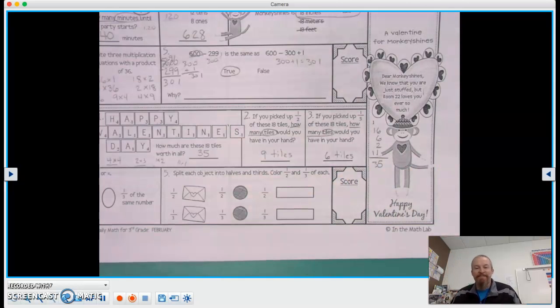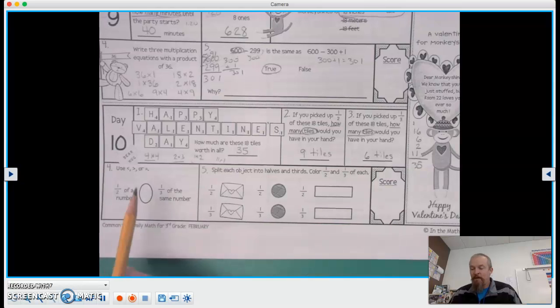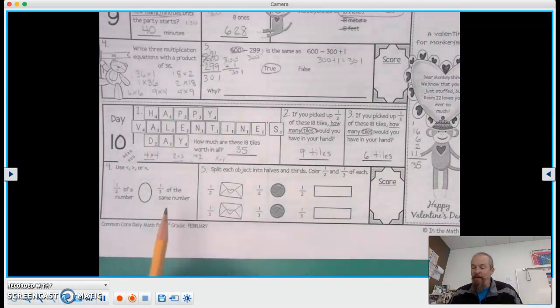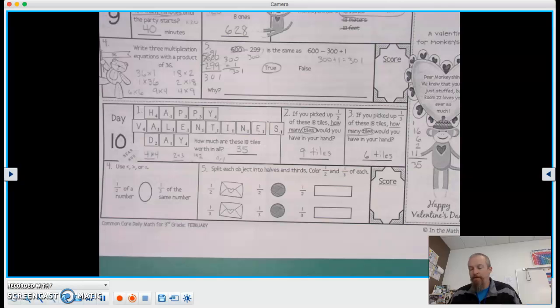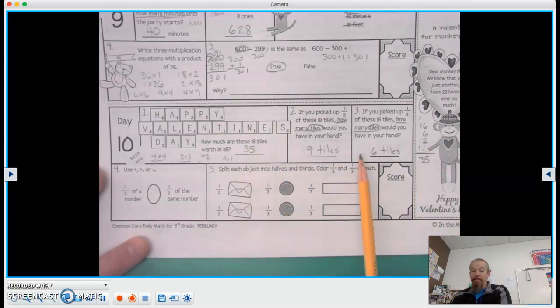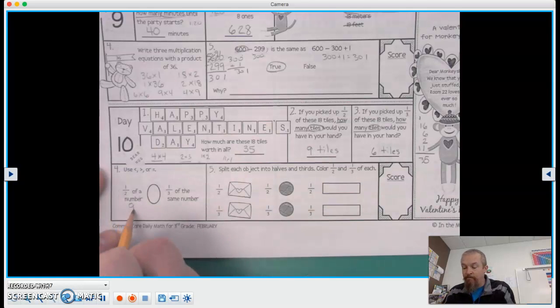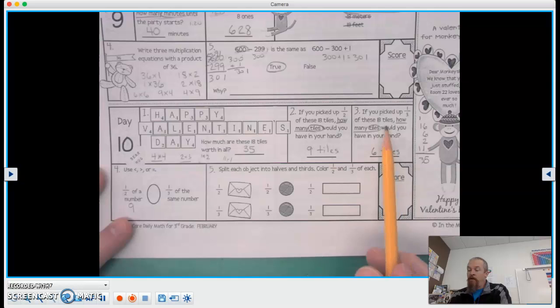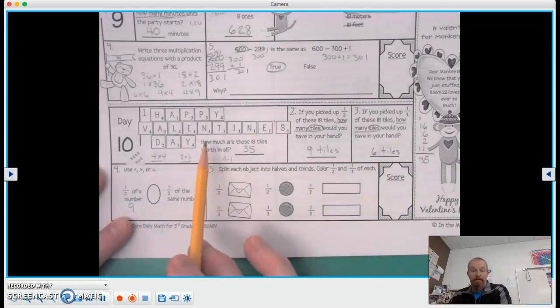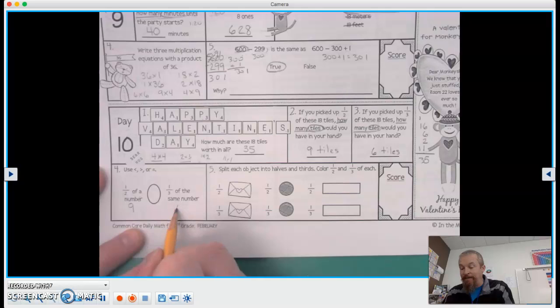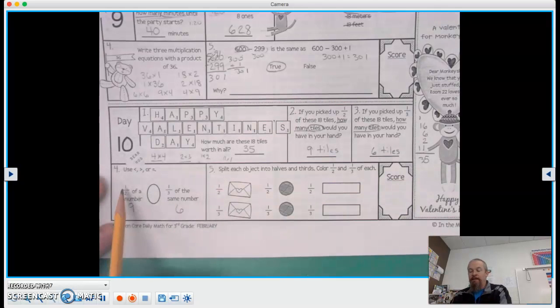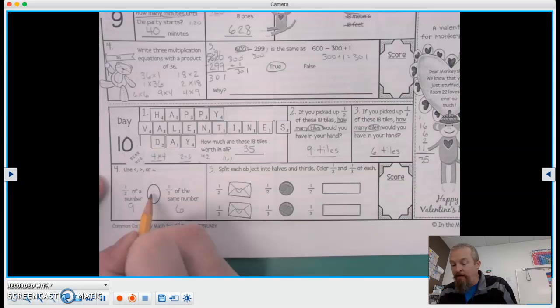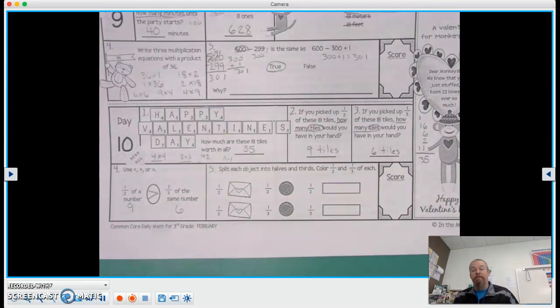tiles. Awesome. All right. Less than, greater than, or equal to. We have half of a number or 1/3 of the same number. Well, let's think about that. We just had the number 18, for example. We took half of that number, and it was 9. And 1/3 of that same number, so 18, 1/3 of that was 6. So, 1/2 is greater than 1/3 of the same number.